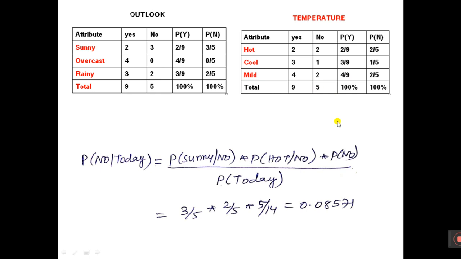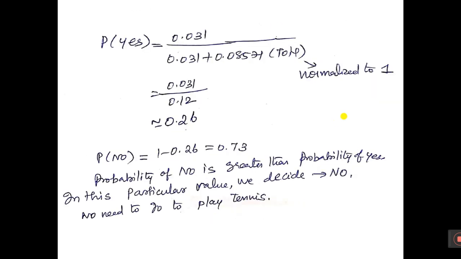I need to check whether to play tennis or not. For that purpose, I need to calculate the probability of yes. The probability of yes, I already got 0.031, divided by the total value. The total of yes and no is 0.031 plus 0.08571, so that is normalized to 1. If you divide this, you will get 0.26.